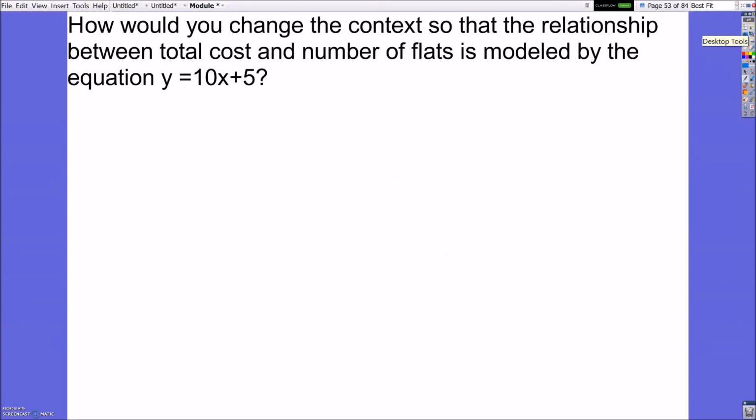All right, how would the context change so that the relationship between total cost and number of flats is modeled by the equation y equals 10x plus 5? So one more time, this is total cost, and this is the amount of flats. Now, amount of flats, this is the cost per flat. So the last part we need is cost per flat.